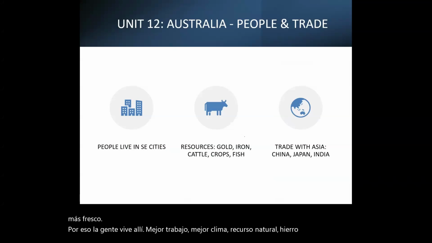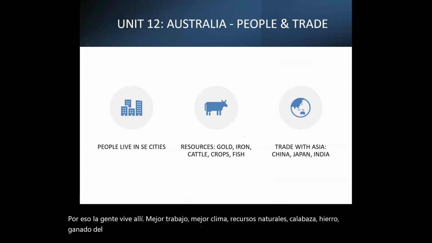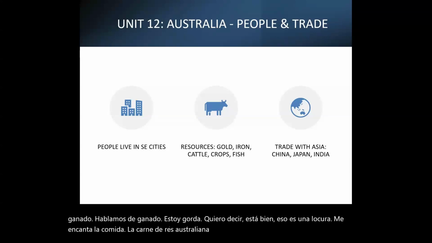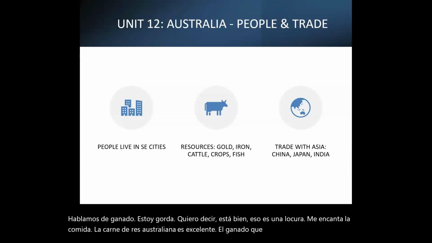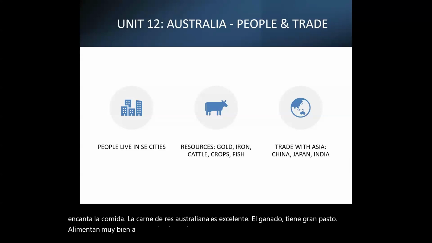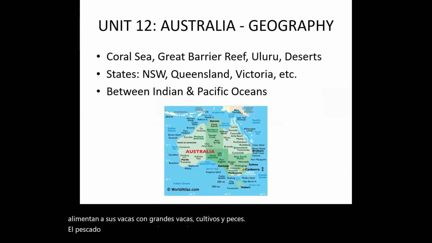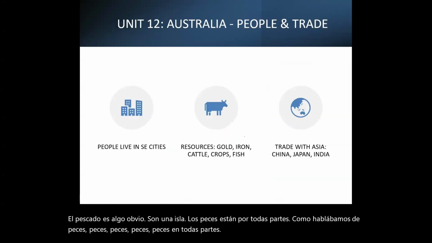We talked about cattle. I'm fat. I mean, okay, that's crazy. I love food. Australian beef is great. The cattle have great grass. They feed their cows, great cows. Crops and fish. Fish is kind of obvious. They're an island. Fish are all around, as we talked about. Fish, fish, fish. Everywhere got fish.